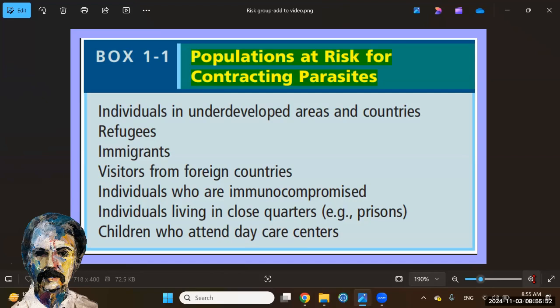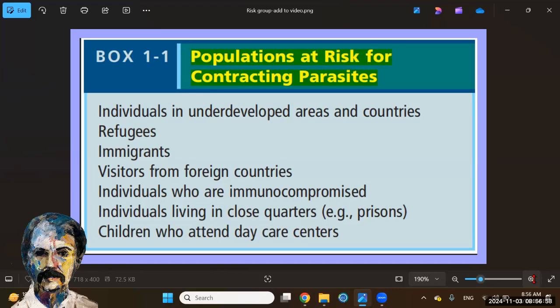Refugees and immigrants. Visitors from a foreign country. If you, as a normal human being, go to a country that is very poor, and you have to eat there, and you have no alternative except to eat what they are eating, maybe you can get disease. Usually, if it's bacterial, we call it traveler's diarrhea. So you can visit a country, and if it is a very poor country, there is a high probability that you will get infection because you have no alternative except to eat what they eat and sleep where they sleep.